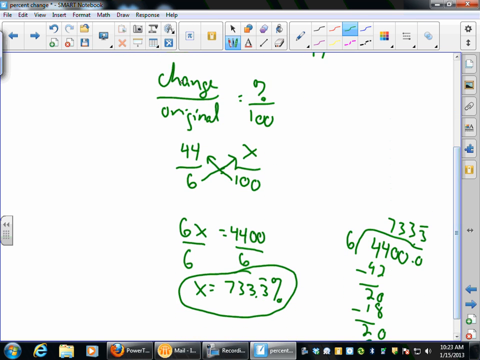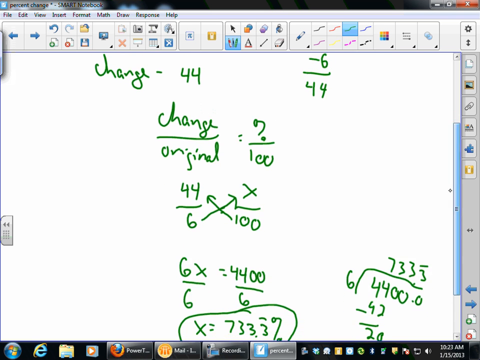Okay, just remember, use change over original, percent over 100. Once you figure out the change and original, you plug those in, and it's cross multiply, then divide every time. Cross multiply and divide.